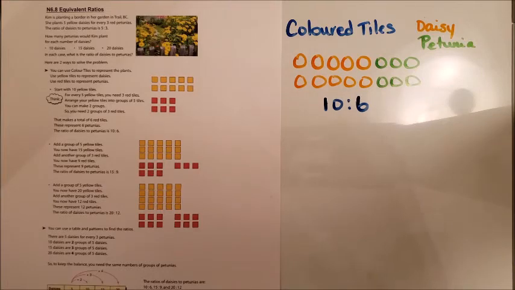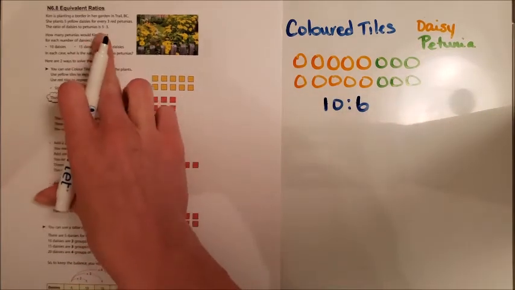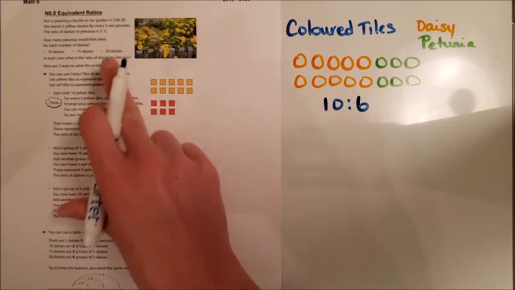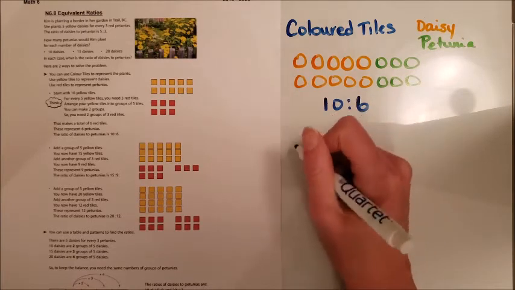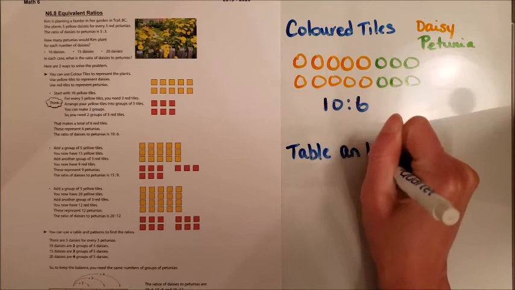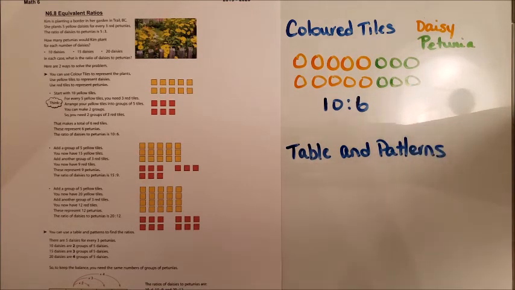Now, I can keep doing this, so I could add another row of 5 daisies to 3 petunias to get to 15, and another one again to get to 20. But you can see that if we had really large numbers, this is not a super convenient way to do it. We definitely could draw it out, but it might take us a long time. So what we can actually do is use a table and patterns, another way that we can help organize this.